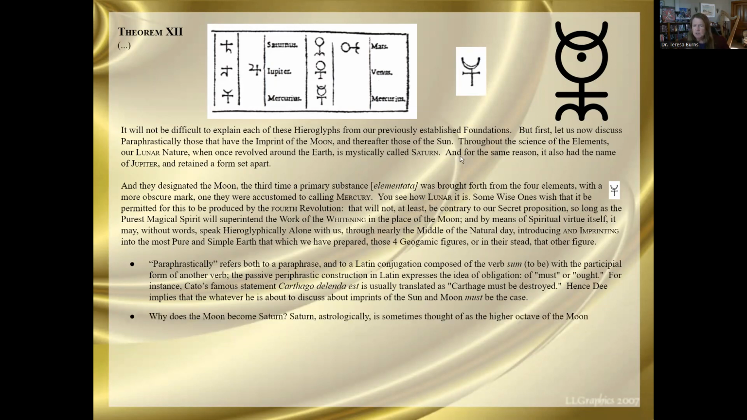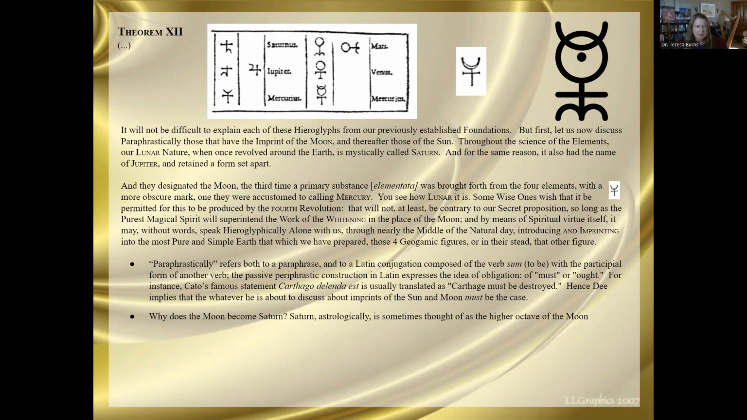Now, if we continue on: "First, let us now discuss paraphrastically those that have the imprint of the moon." That is these first three columns that you see. The other side, the second three columns, will be associated with the sun. That will be Theorem 13. So we're just going to discuss the first three columns with this theorem.